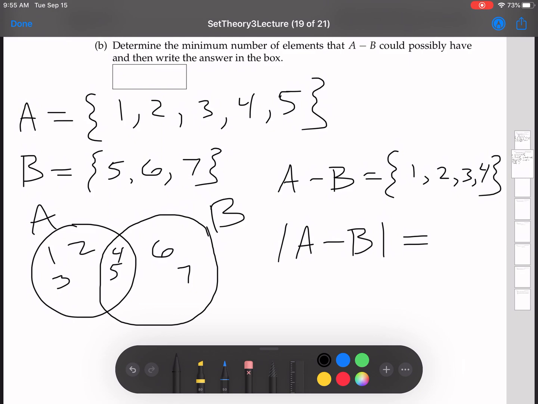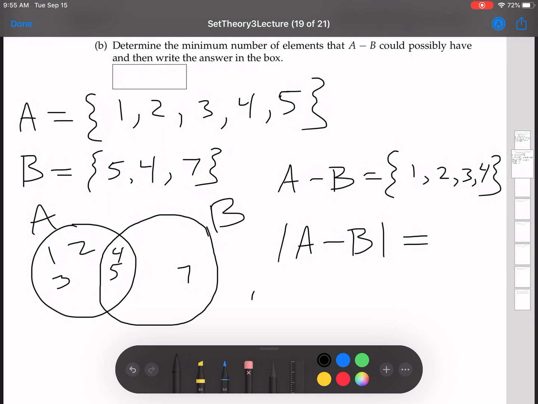Okay, so now let's see. What we're going to have to do is get rid of one of these numbers, right? Because B is supposed to have 3 elements. So let's get rid of one of those there, like that. And then we'll put the 4 there. Okay, so does that work now? Let's see. A has 5 elements, B has 3 elements. And now 4 is not in A minus B anymore, right?